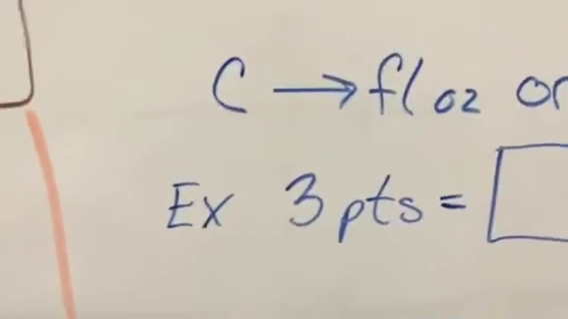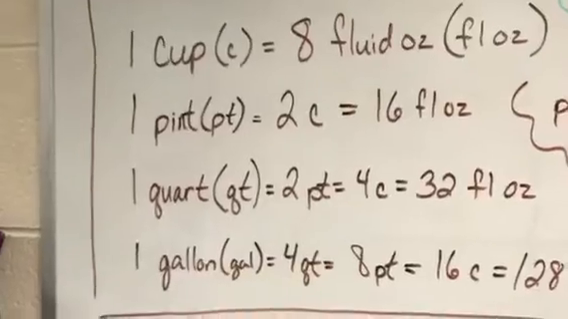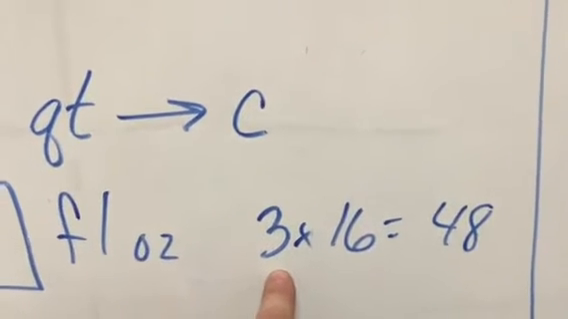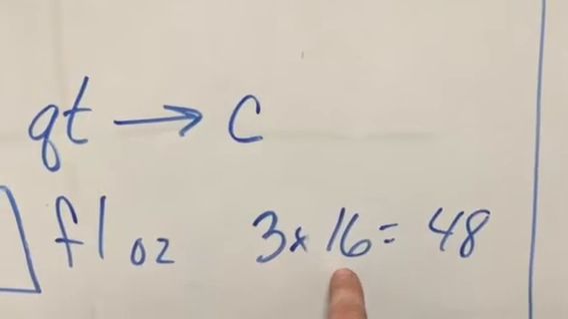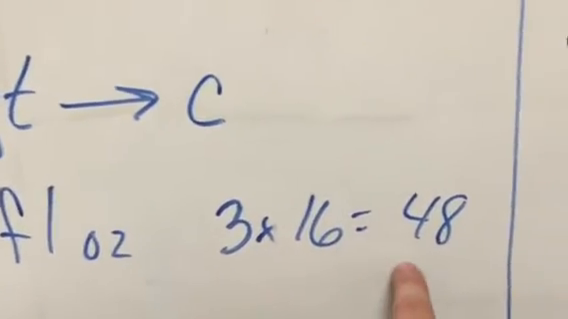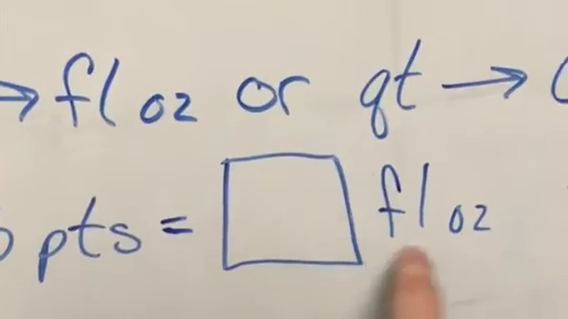So if we have 3 pints, how many fluid ounces is that? If we look back over here, 1 pint equals 16 fluid ounces. So we take the number of pints we had and multiply it by the number of fluid ounces in 1 pint. 3 times 16 gives us 48. So 3 pints equals 48 fluid ounces.